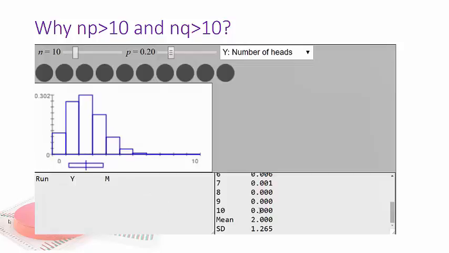Why is that? Well, here you can see the calculation of the mean when n is 10 and p is 0.2, and the standard deviation. So if I were to use this in a normal distribution, you can see that there are points that should be negative, that right here is less than 2 standard deviations away from my mean.